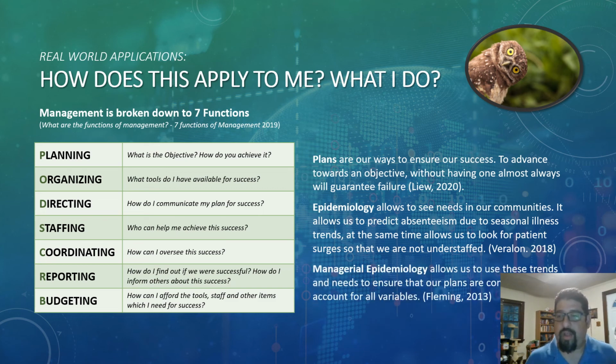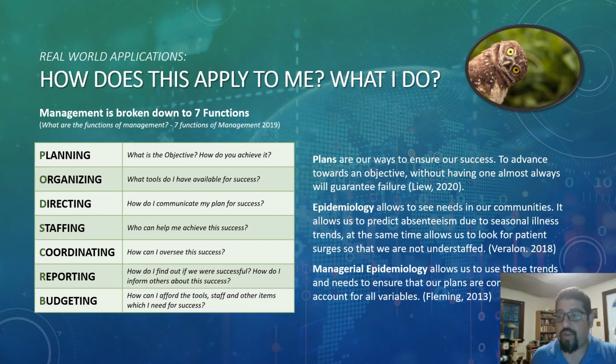So managerial epidemiology allows us to use these trends and needs to ensure that our plans account for everything that we can foreseeably see. And it's not going to be perfect, and nothing's going to be perfect, and that's a wonderful thing. We're never going to be perfect. We're never going to know 120%. And it's just going to allow us to put as much planning as we can, make sure that we have those hammers, we have those nails.